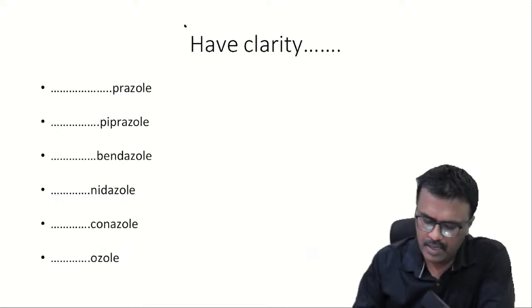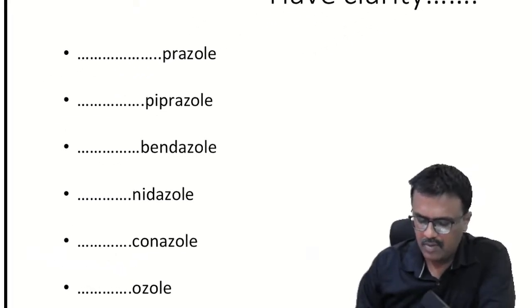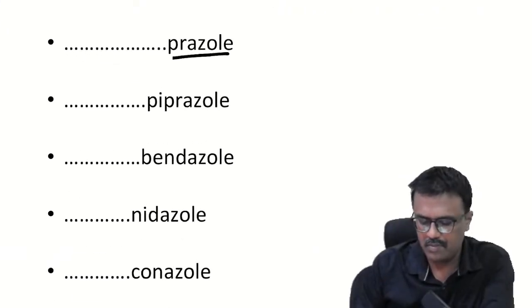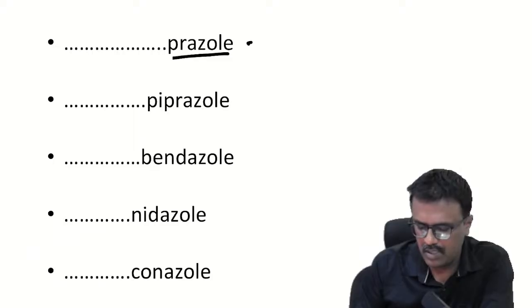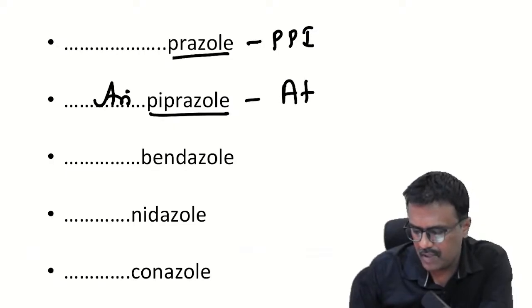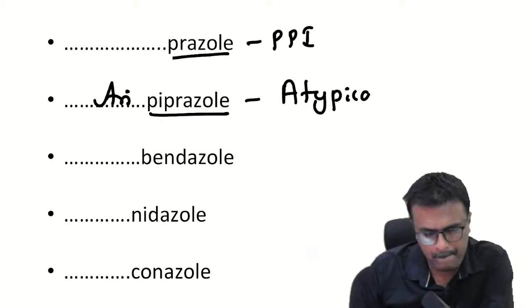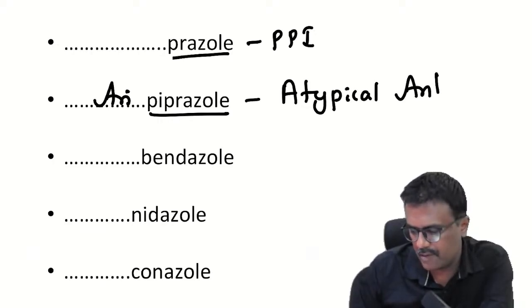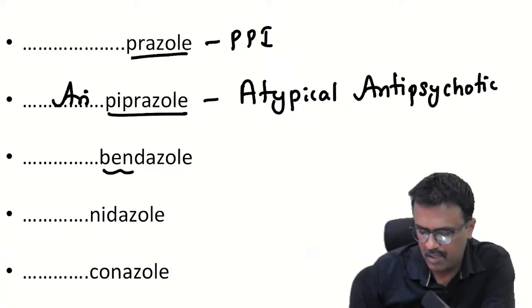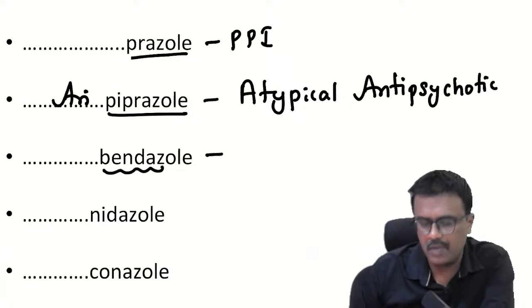So there are some clarities I want to give you, because some of the drugs end with azole. Remember, if a drug ends with prazole, pantoprazole, omeprazole, it's a PPI. But if a drug ends with piprazole, for example, aripiprazole, it is an atypical antipsychotic. If a drug ends with bendazole, albendazole, it is an antihelminth.